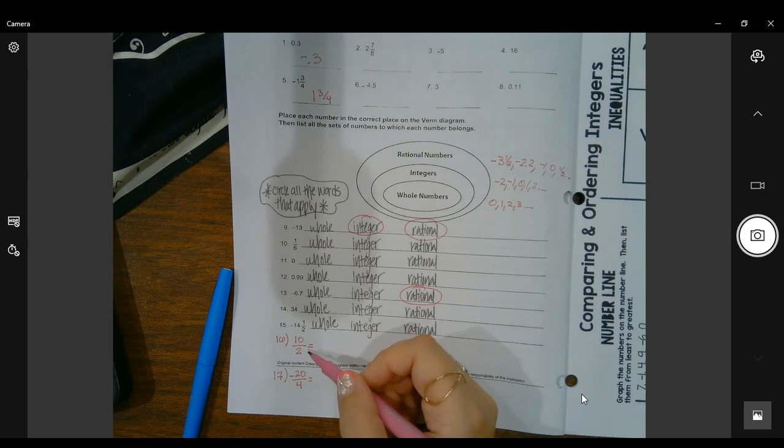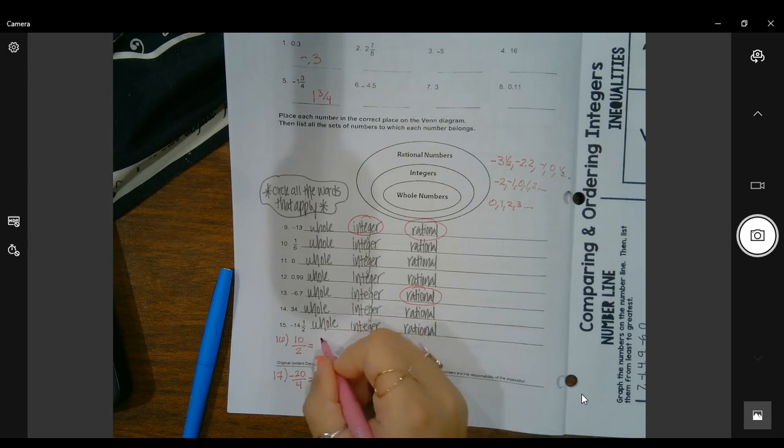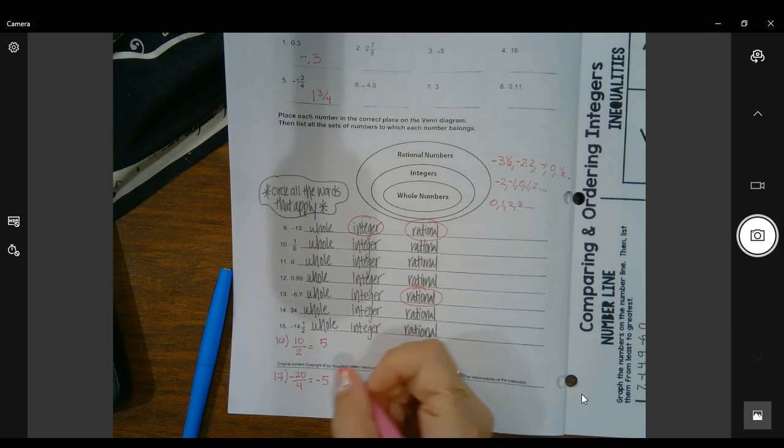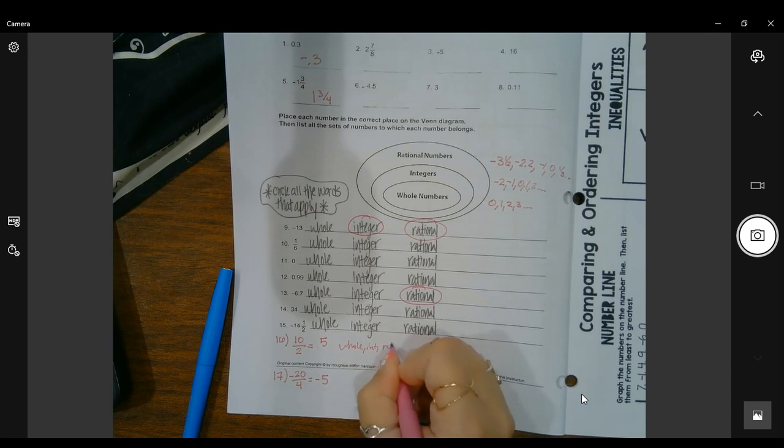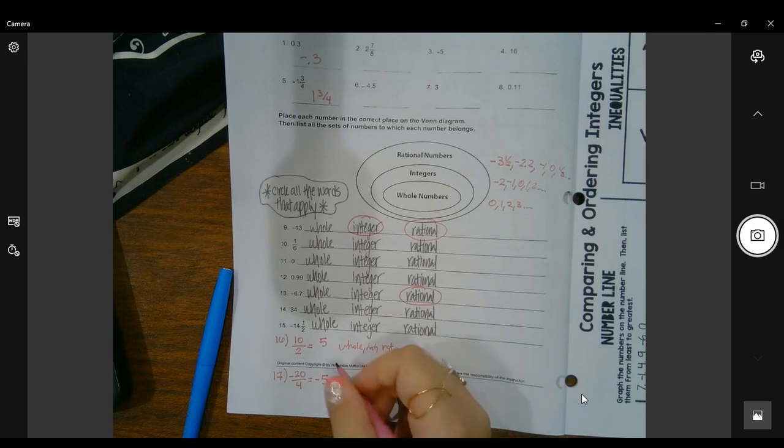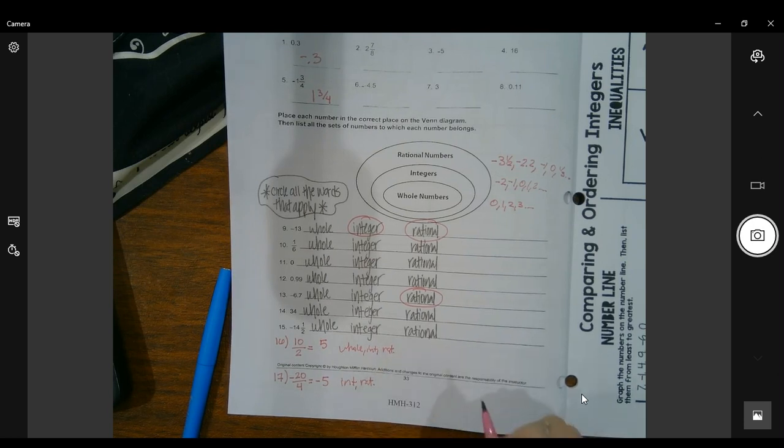But can these numbers reduce? What's 10 divided by 2? 5. And what's -20 divided by 4? -5. So in reality, this one is actually whole, integer, and rational. And then this one is integer and rational. So again, if you're doing these, always make sure you reduce your fractions and then test to see what part of the number system it falls into.